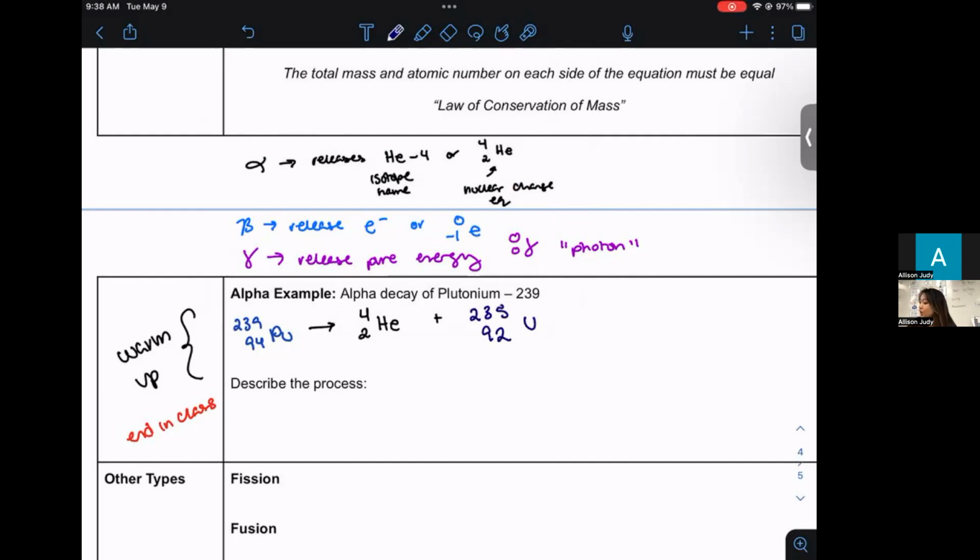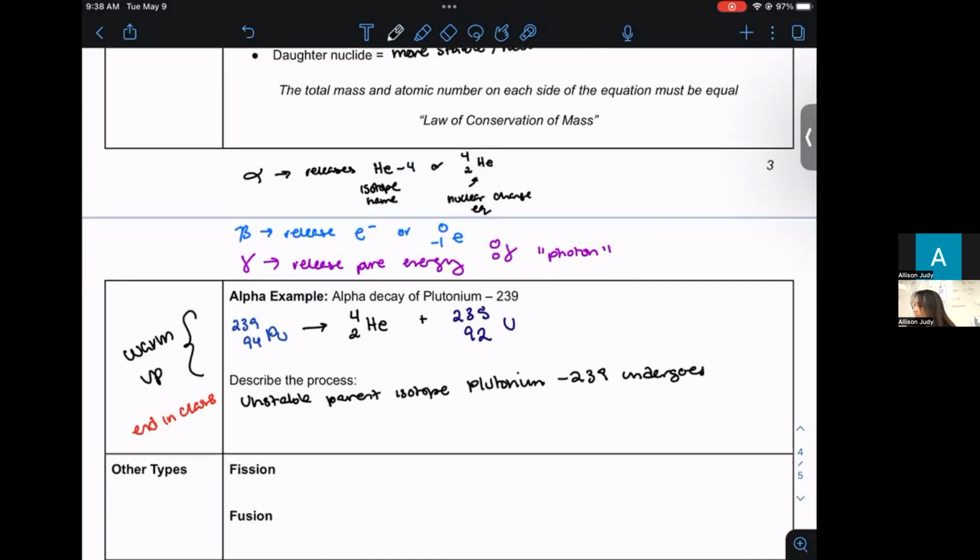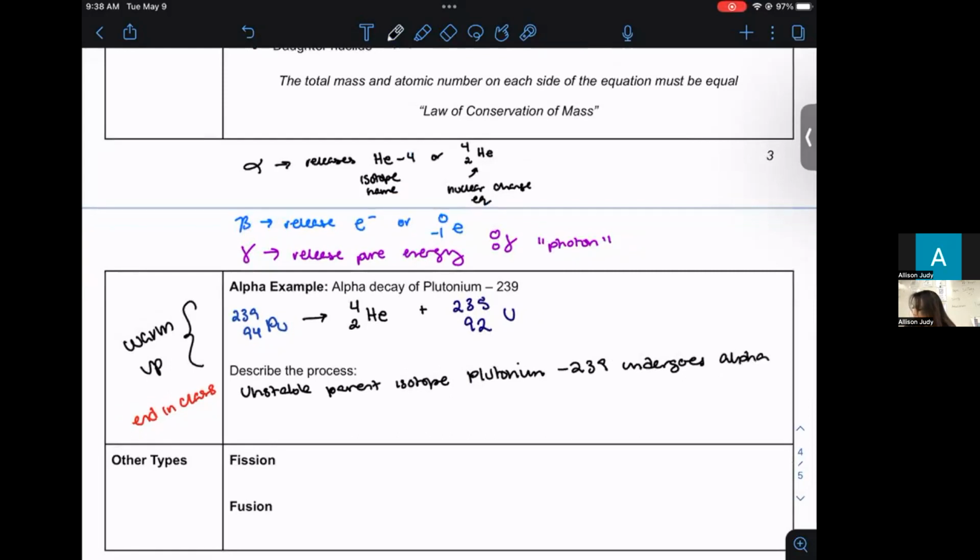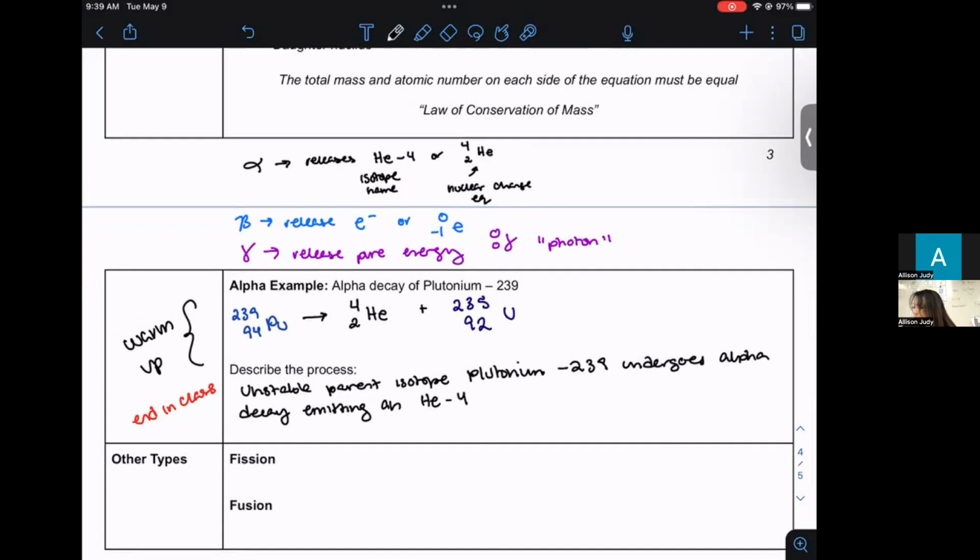So how would I describe this process? Which, by the way, is totally a question on a test where I have you do an alpha decay and then describe the process. FYI, I would say: unstable parent isotope plutonium-239 undergoes alpha decay, emitting a helium-4 particle.